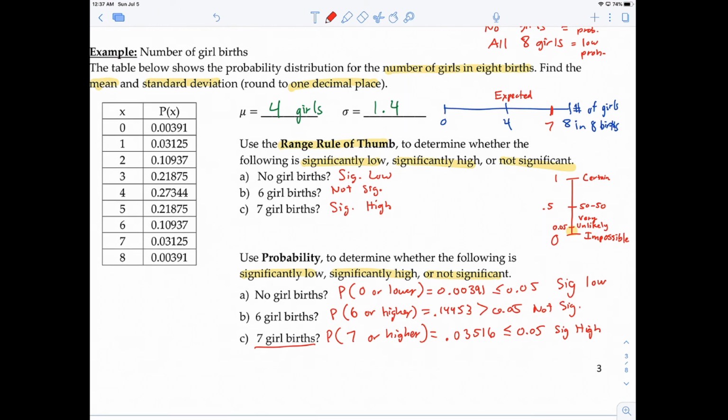All right, so I'm going to stop there. That concludes section 5.1. In the next video, we're going to talk about something that's very important in this chapter, and that is the binomial distribution.